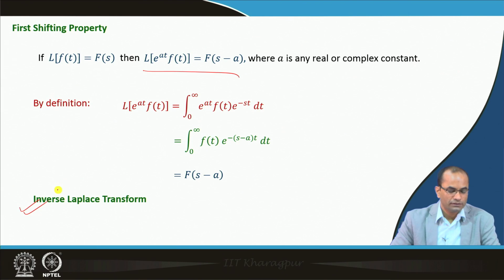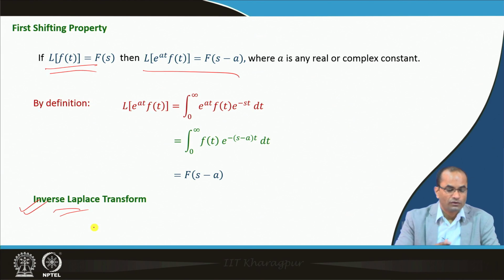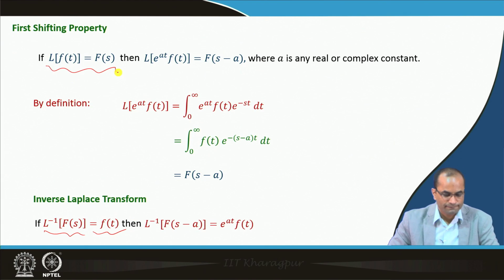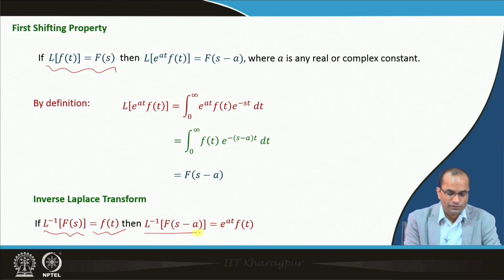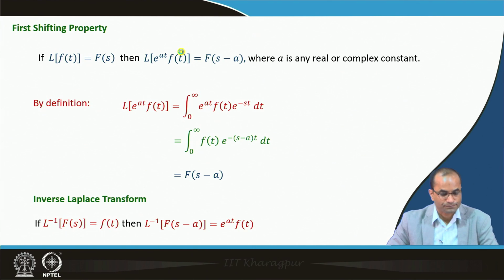The similar result we have for the inverse Laplace transform. Together with the Laplace transform, we will also be listing the inverse Laplace transform, because these results are just the analog of the forward properties. So, if we have the Laplace inverse of F s is f t, we are just reversing this. Then L inverse of F s minus a will be e power a t f t. So, for finding the inverse, we will be using this shifting property. For finding the Laplace transform, we may also use this shifting property.